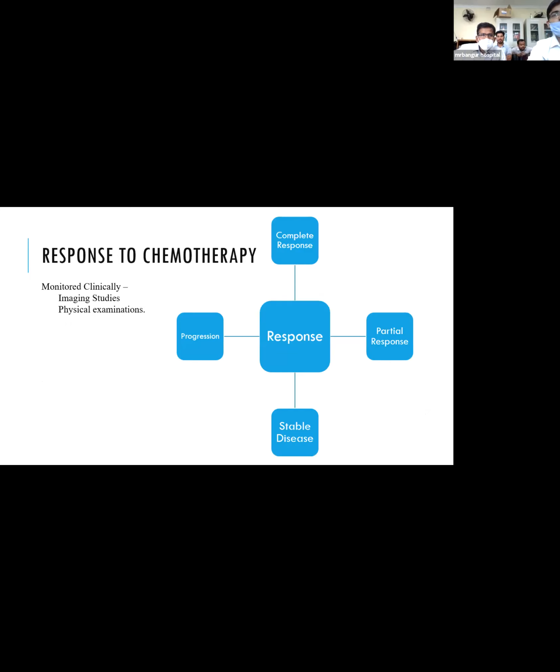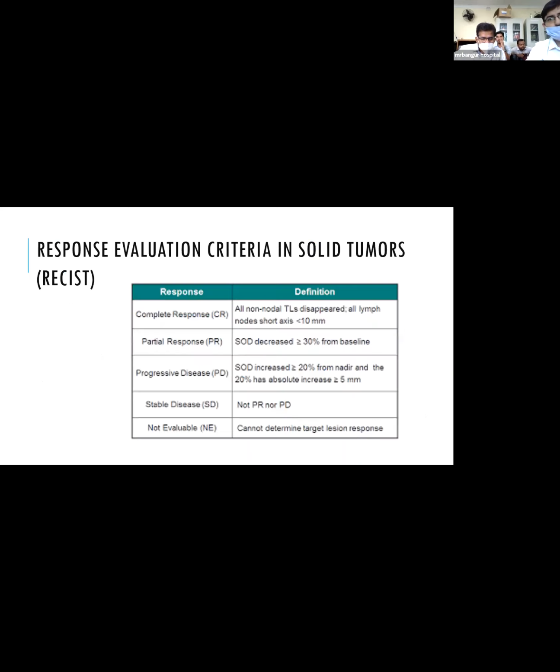Now, we have to assess the response to chemotherapy, and this response is monitored clinically using imaging studies and physical examinations. This response can be either a complete response, partial response, stable disease, or a progression. Now, this is done with the help of the RECIST criteria, which is the Response Evaluation Criteria in Solid Tumors. Now, this is how the various classes are.